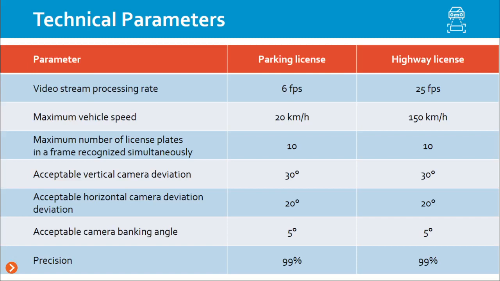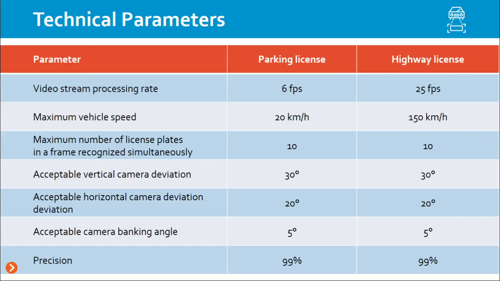In the parking mode, the frame rate of 6 frames per second is used for analysis. At that mode, the camera can shoot 25 frames per second, but no additional hardware capacities will be required for the analysis. To ensure successful license plate recognition, the speed of a vehicle will have to be reduced to 20 kilometers per hour. Additionally, it's necessary to observe the requirements for the maximum number of license plates in the frame and the tilt angle. If the requirements are met, the recognition accuracy will reach 99%.